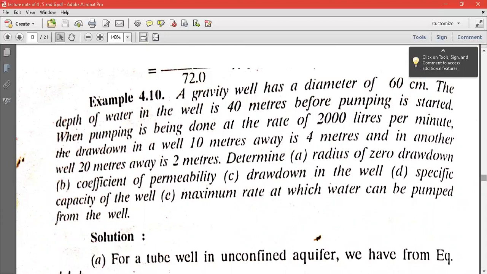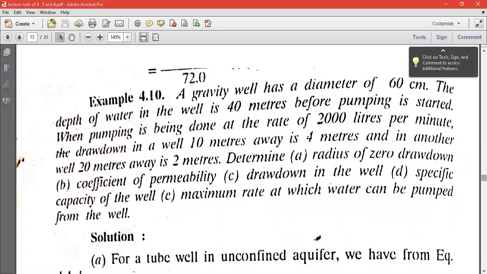Initially I described the simplified formula which I derived from Dupuit's theory for the confined and unconfined aquifer. I have just put both examples from them. But now I am giving you some numericals, some problems, in further greater depth in the well system. Let us discuss the problem.